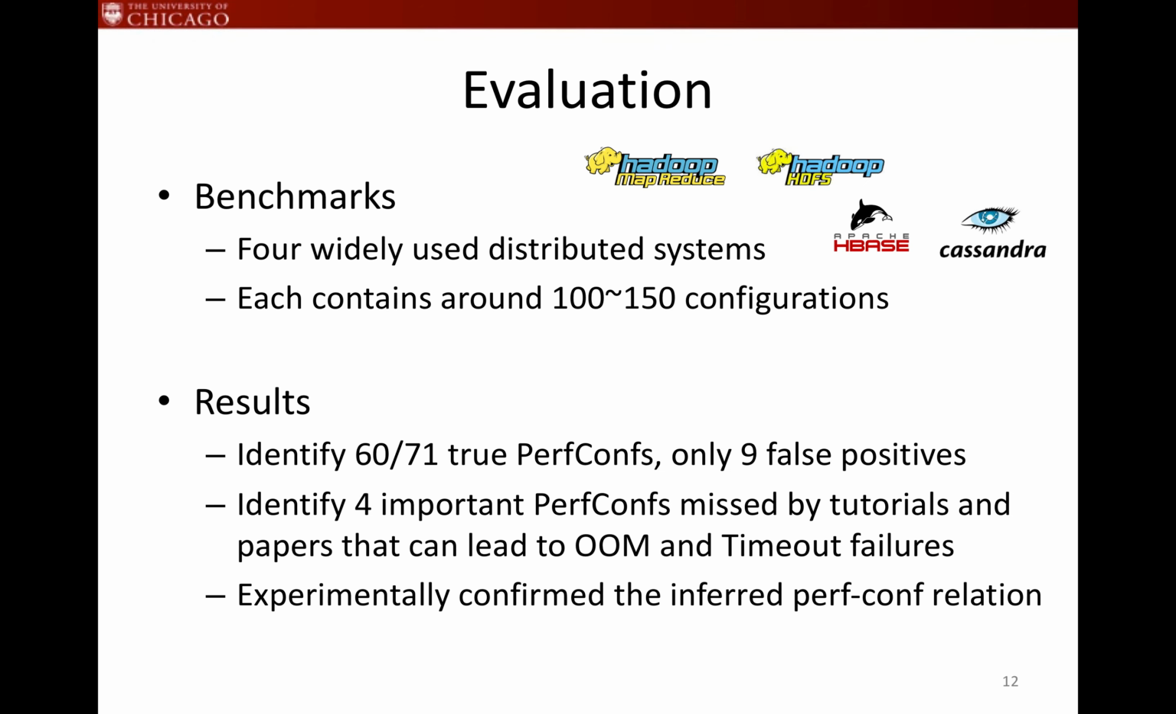We evaluated LearnConf on four widely used distributed systems: MapReduce, HDFS, HBase, and Cassandra. Each of them contains 100 to 150 configurations. Our evaluation shows that LearnConf can correctly identify 60 out of 71 true perf-confs with only 9 false positives. Furthermore, LearnConf can even find 4 configurations that are not mentioned in performance tuning tutorials and papers that can actually affect performance, causing out-of-memory or timeout failures. We also confirmed the inferred performance-configuration relationship using experiments.